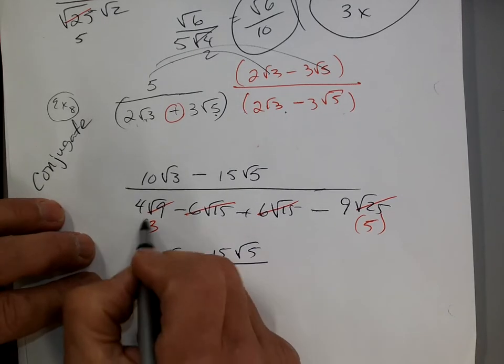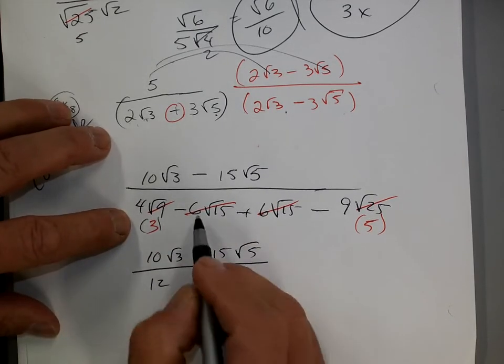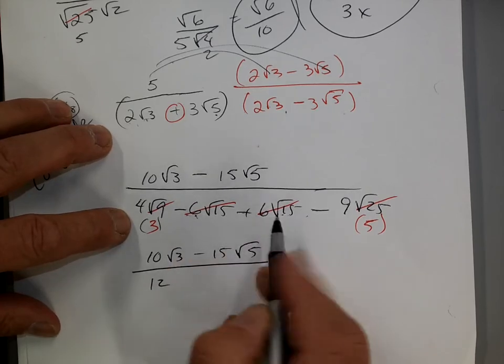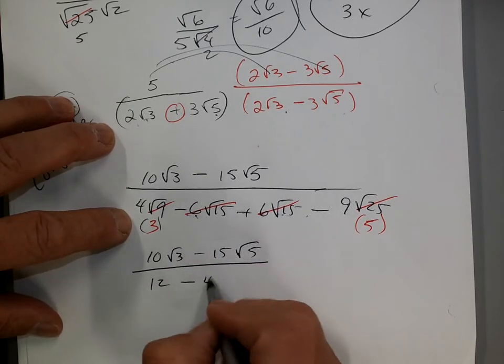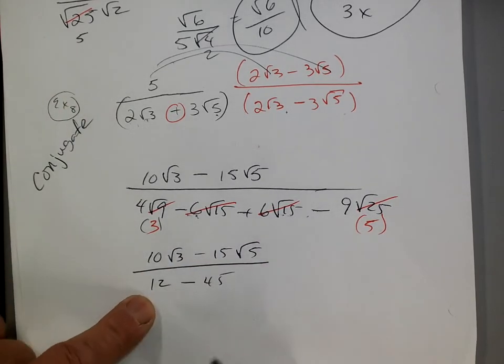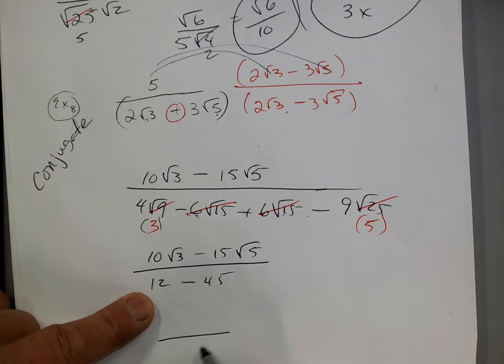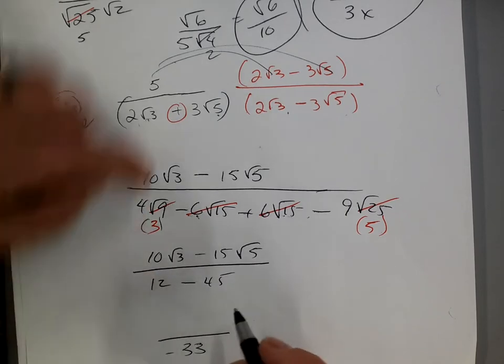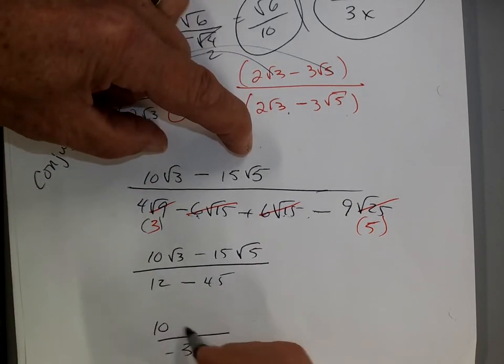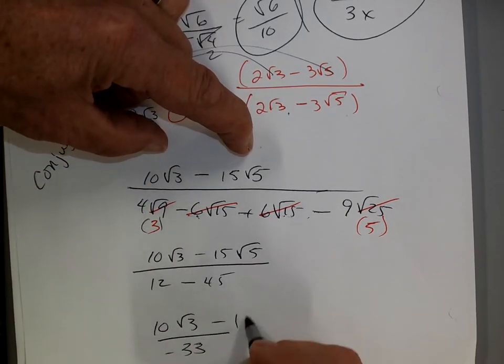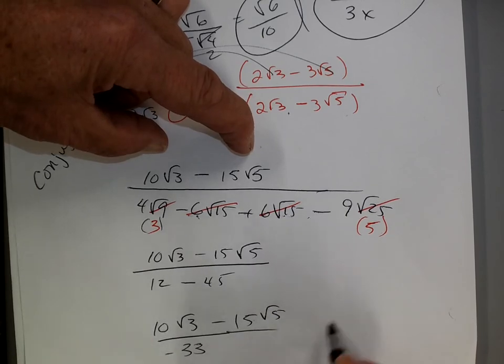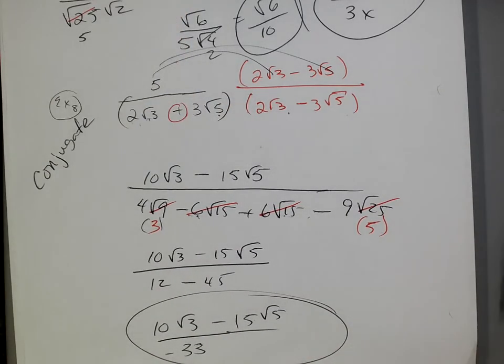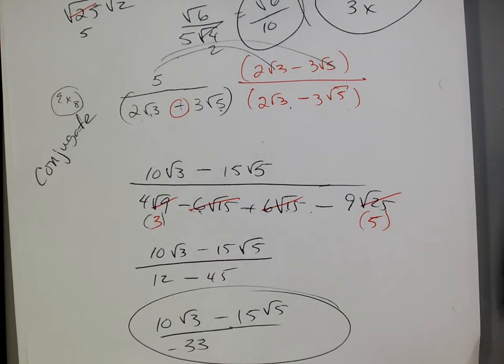Well, 4 times 3 is 12, right? The middle terms are gone because these two cancel each other out. Minus 9 times 5 is 45. 12 minus 45 has got to be negative 33, which is no longer a square root. And on the top, the numerator, I get 10 square root of 3 minus 15 square root of 5. And that is what I have for a lesson. There are no square roots on the bottom. Check it out.